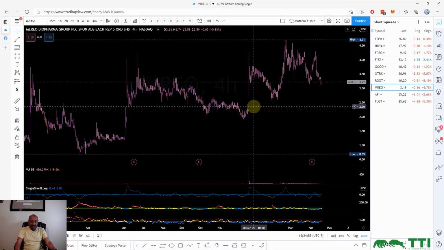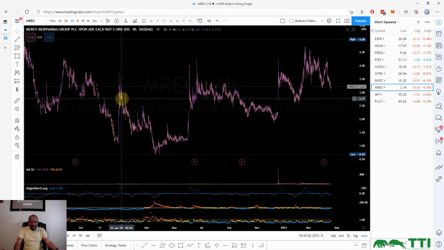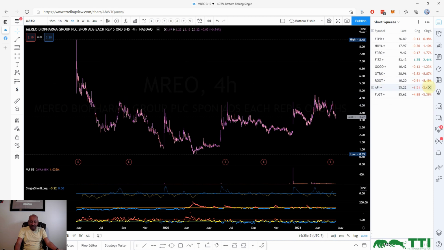And like this one, very high short interest, but I don't understand this movement. It's a very sideways company for a pretty long time, right? It's a very sideways company. So when I don't understand something like this, it's out for me, right?